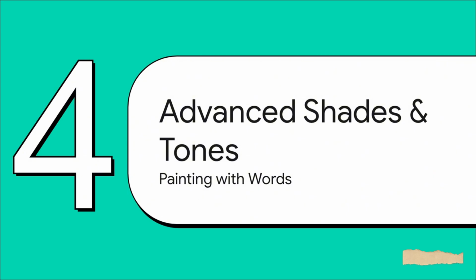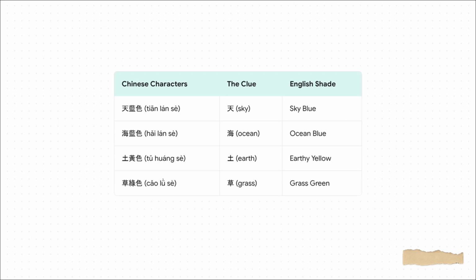Okay, so we've seen how colors can build idioms. But the language can also get incredibly specific and, honestly, just beautiful when it comes to describing different shades and tones. And it does this by borrowing words from the world all around us. And what's so cool here is just how logical it is. To describe a specific shade, you just add a word from nature. Want to say sky blue? Easy. You take tiān for sky and add it to lánsè for blue. Ocean blue? Use hǎi, the word for ocean. For an earthy yellow, you use tǔ for earth. It's literally like painting with words.